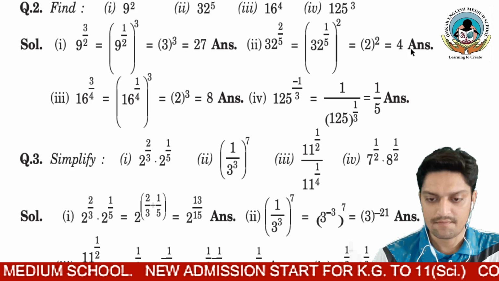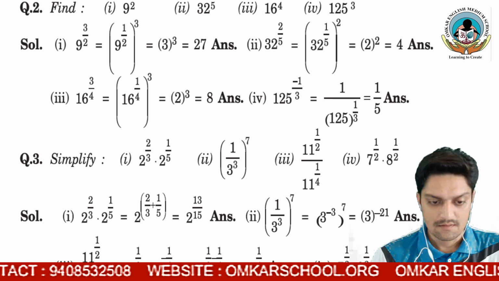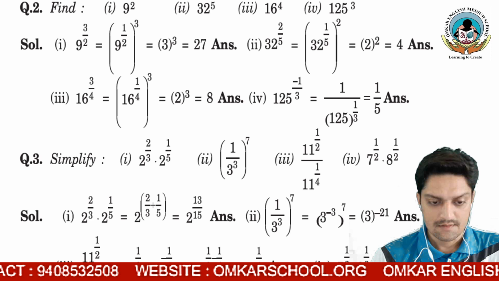Now the third question. 16 raised to 3 by 4. 16 raised to 3 by 4 means first what do you have to find? The fourth root of 16, and the cube of that. The fourth root of 16 is very simple, it is 2, and 2 cubed is 8. In the same way you can get the fourth answer also.